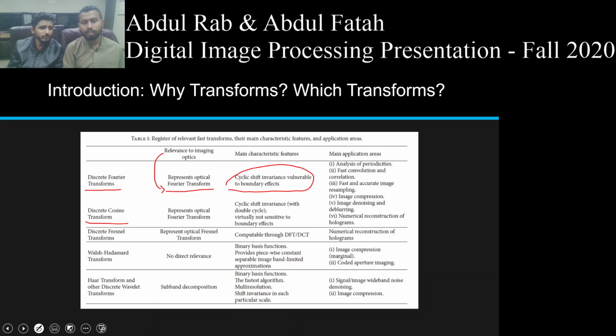But in the discrete cosine transform we will have only one term, that is cosine. We will neglect the sine term. So this is called the discrete cosine transform, mathematically. And let's come to what its relevance to image topics is.